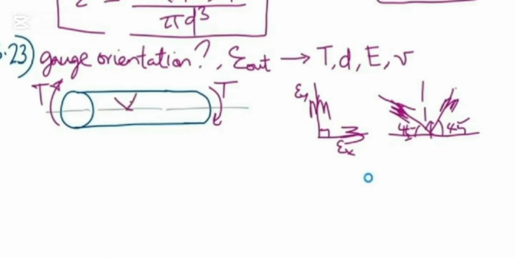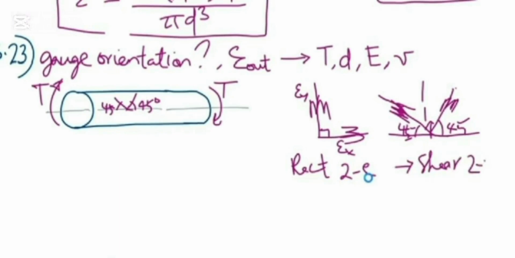So that here is going to be what? 45. And here is going to be what? 45 degrees. So in this case, our 90 degrees, our rectangular rosette, 2-element is converted to what? A shear, 2 what? Element.